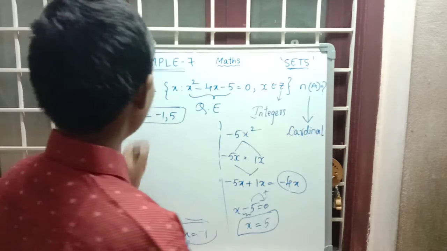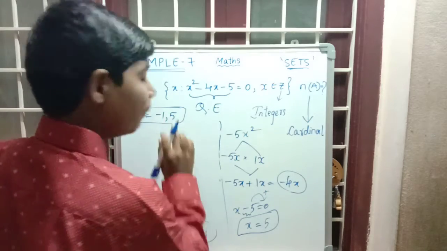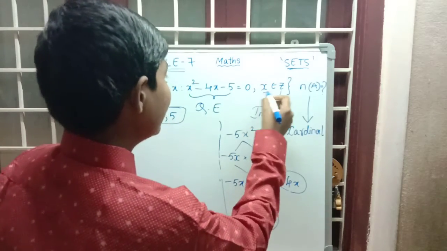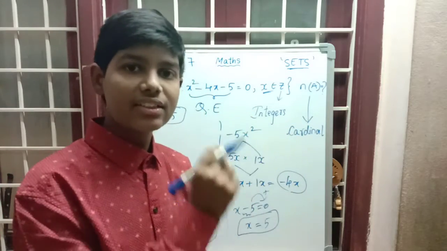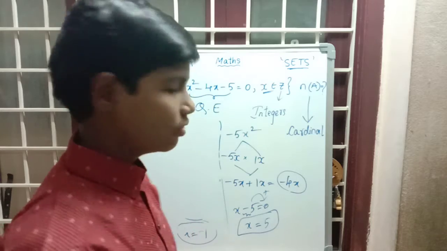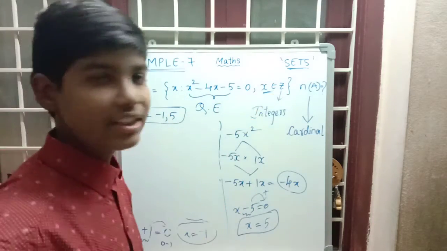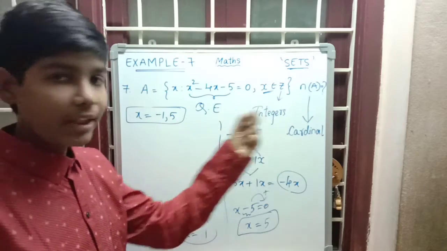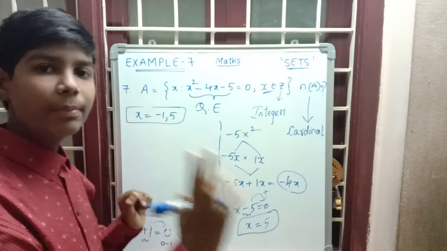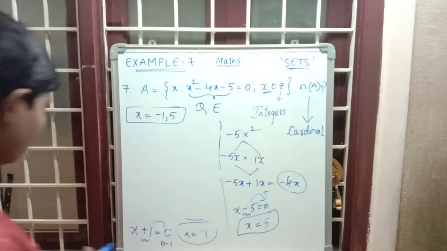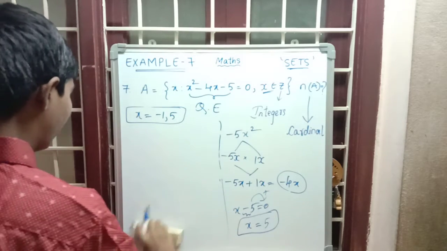Okay, next how to do? These x values are minus 1 comma 5. x should belong to Z. Z means here integers. Integers contain negative values and positive values, including 0 also. So x compulsorily belongs to Z. Z means negative also will be there, minus 1 we got. So here minus 1 and 5 both belong to the integers. Okay, now we have done this part.